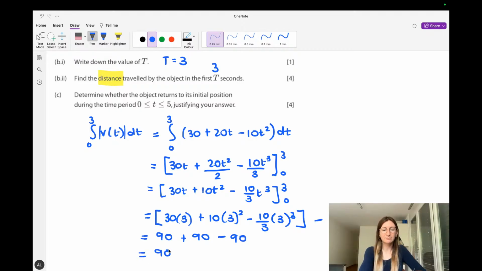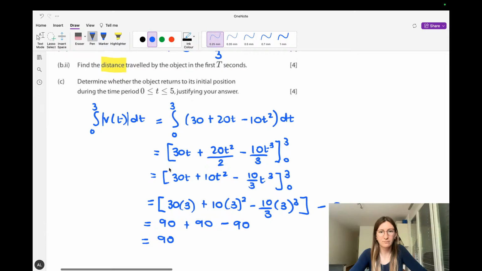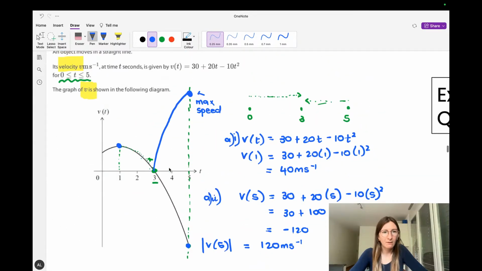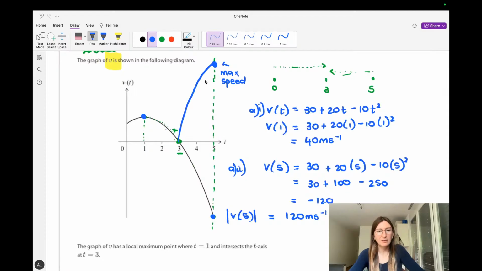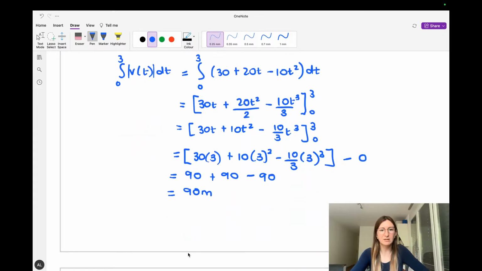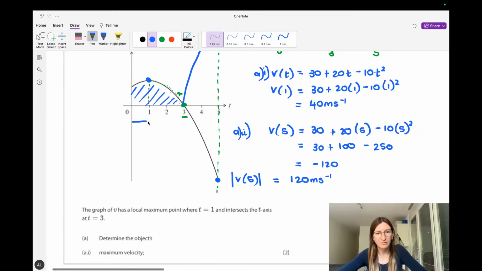So it equals 90. 90 what? We want a distance. Distance traveled by the object. So we were in meters. And the nice thing that we can see here from the graph is that the absolute value doesn't matter because this is all positive anyway. So if we were finding over this area, we would need to absolute value it, but for this area, we're fine. It's all positive. So we have meters. 90 meters is the distance traveled by the object in the first 3 seconds. So the first 3 from here to here.